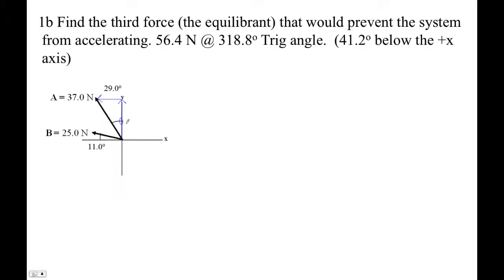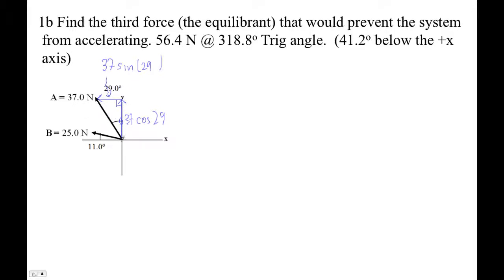Notice that this side touches it. So 37 is the hypotenuse, so this side is 37 cos 29, and then this side here is 37 sine 29. The reason it's sine is that it's opposite the angle, right? And 37 is the hypotenuse.